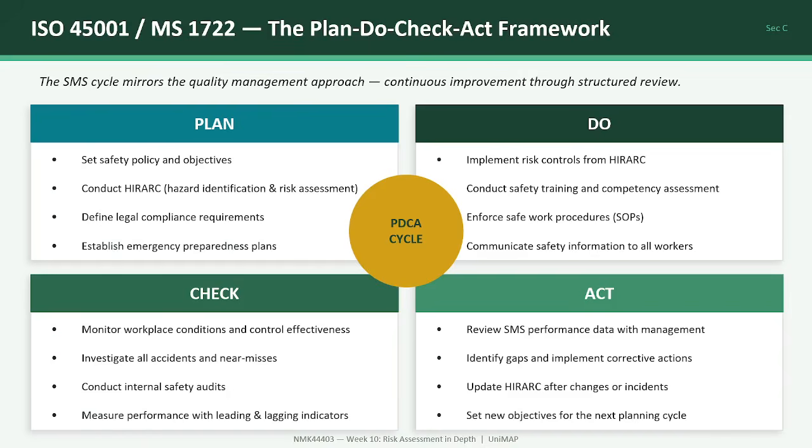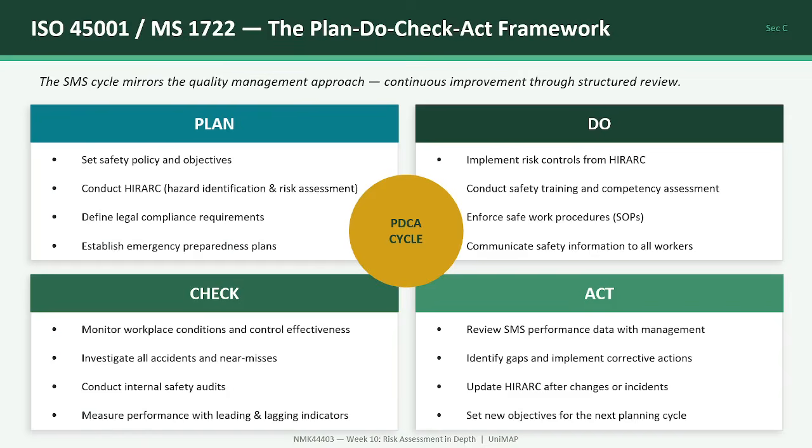Check. You verify that the plan is working. You monitor workplace conditions to confirm that controls are in place and effective. You investigate every accident and near miss, not to assign blame, but to understand system failures. You conduct internal safety audits. You measure performance using leading and lagging indicators, which we will cover in detail in the next section.